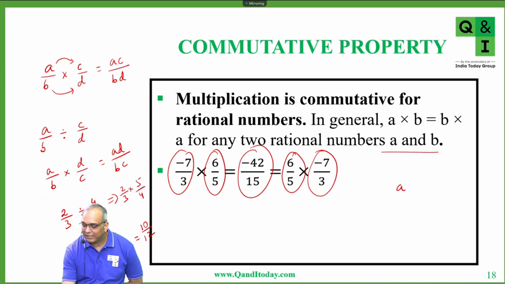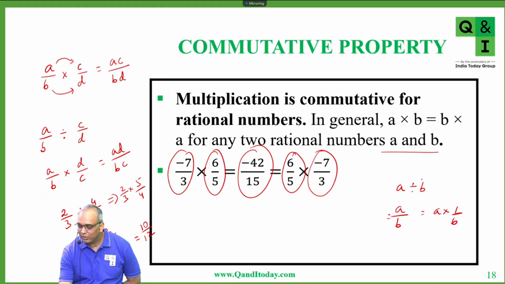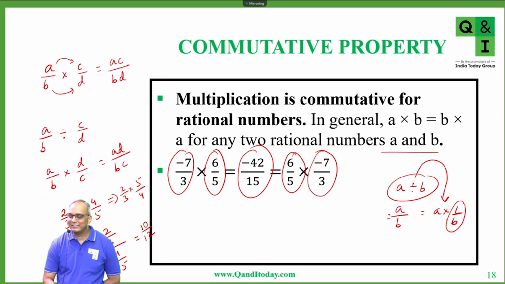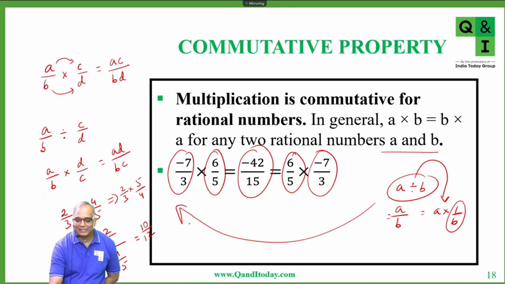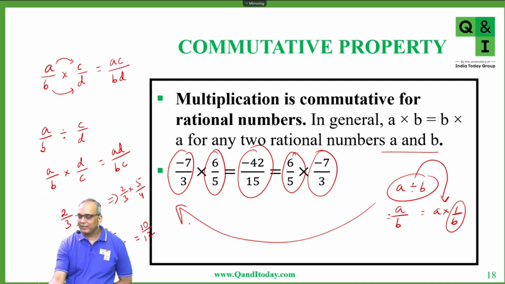For example, if I say a divided by b, this is the same as a over b, or it can also be written as a into 1 by b. So when you convert division into multiplication, you have taken a reciprocal and multiplied it. This same concept is valid for rational numbers as well. When you are dividing, you are multiplying by the reciprocal. Is it clear now? Yes, sir.